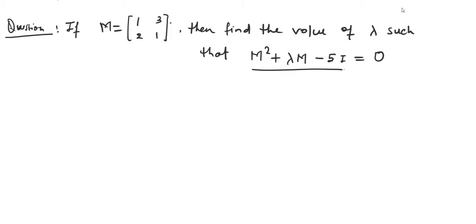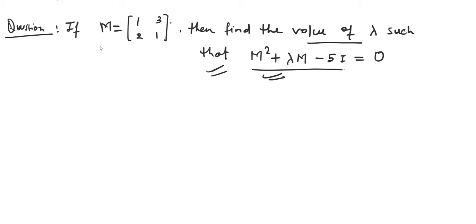Hello friends, in this video we will try to learn matrix multiplication, addition and subtraction of matrices, and scalar multiple of a matrix by solving this example. We have a matrix M whose entries are 1, 3, 2, 1. Then find the value of lambda such that it satisfies this expression. This expression is in matrix form.